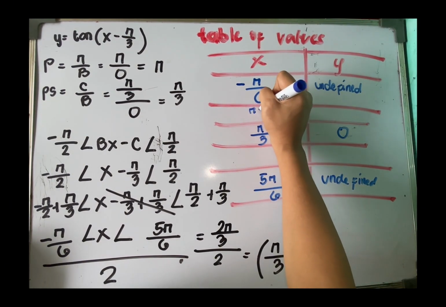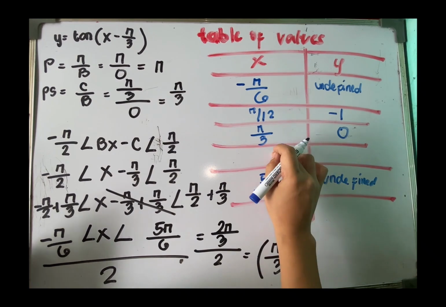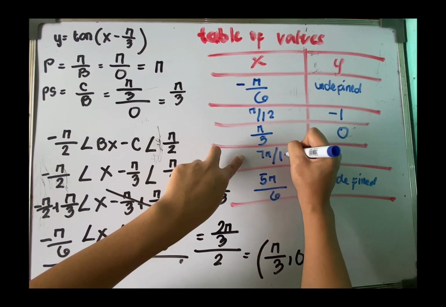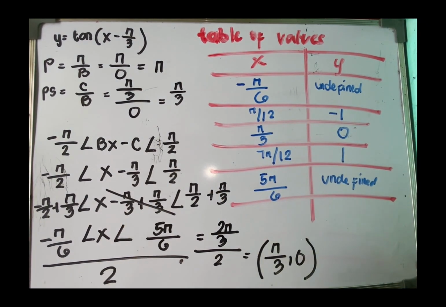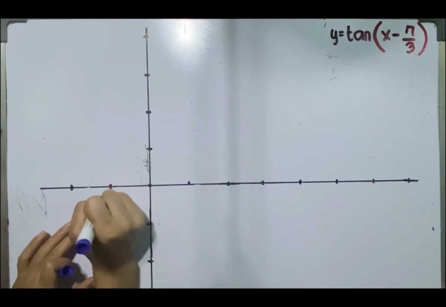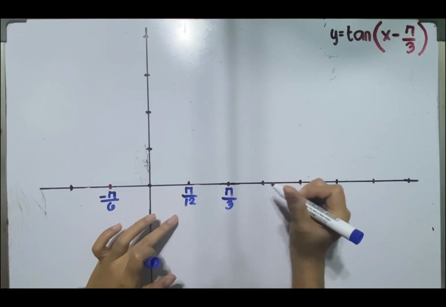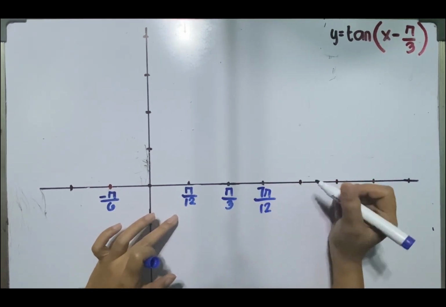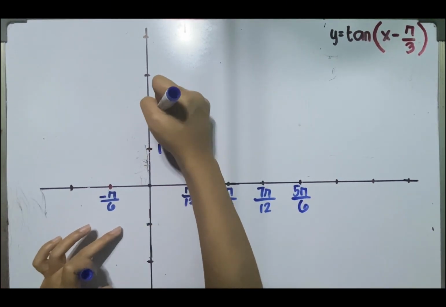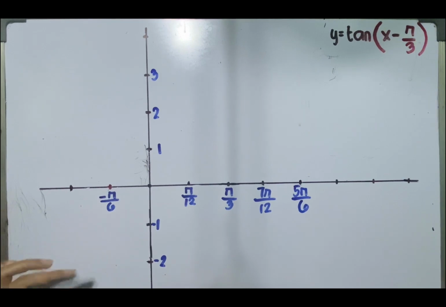Then we have to add these two, then divide by 2. So we get pi over 12, and since tangent gives negative 1 there, y is negative 1. And we have to add these two and divide as well. Then 7 pi over 12 and positive 1. And now let's do the graphing. We have to put all our x values here: negative pi over 6, pi over 12, pi over 3, 7 pi over 12, and 5 pi over 6. Then we have 1, 2, 3, negative 1, negative 2, and negative 3.